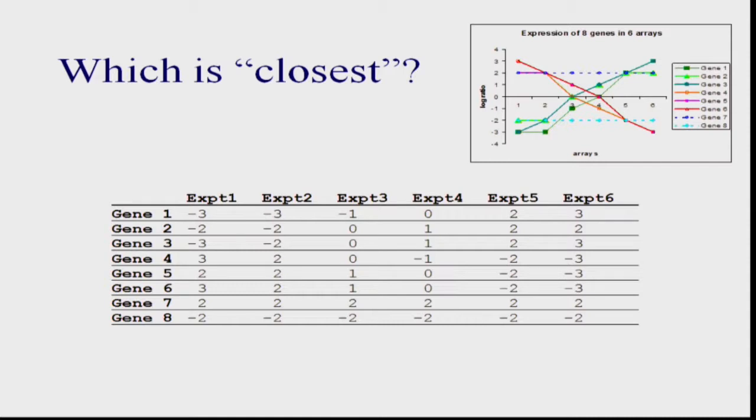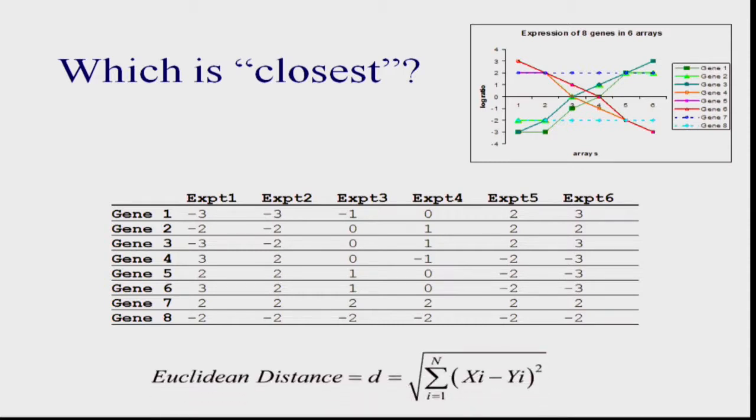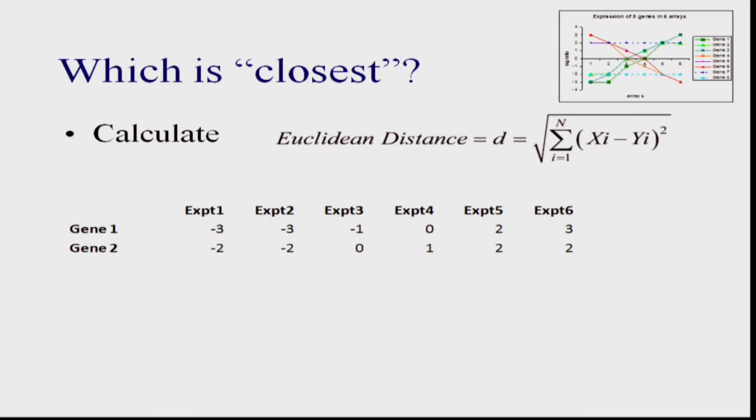So if we were to calculate the Euclidean distance between gene 1 and gene 2 here, what's the distance? Can anybody tell me? What's the difference between gene 1 and gene 2 in experiment 1? What's the difference in experiment 2? What's the difference in experiment 3? Experiment 4, 5, and 6? Okay. Each case, square it. So 1 squared, 1 squared, 1. Sum it up. 5. So the distance is the square root of 5.